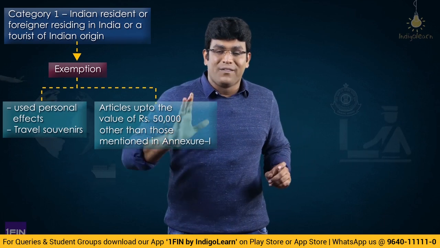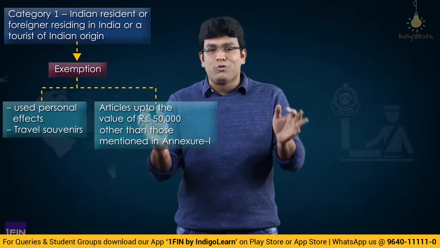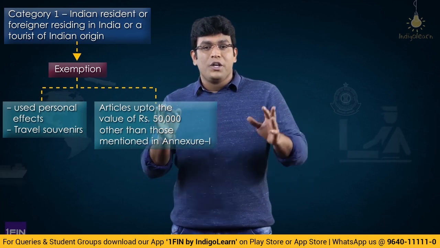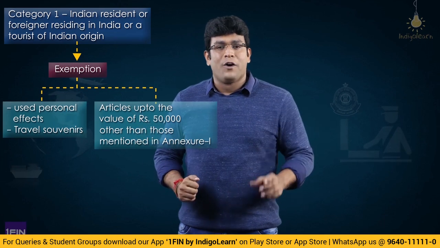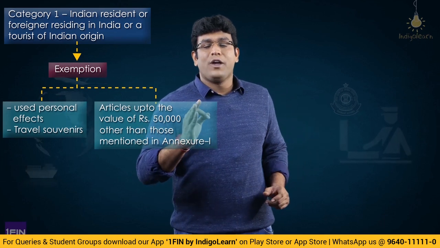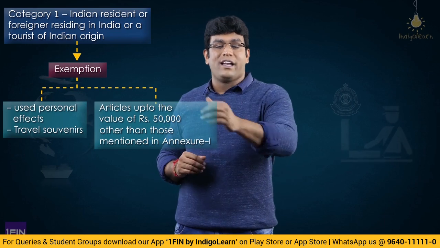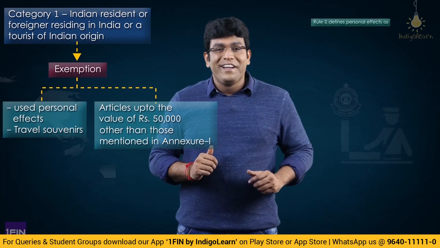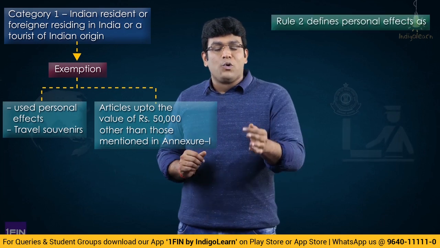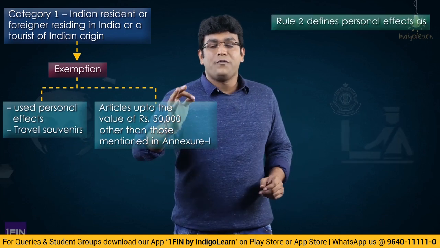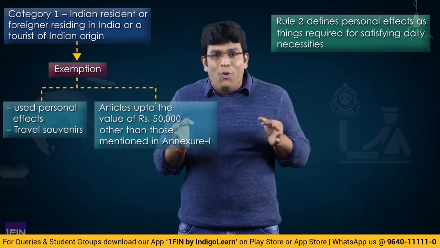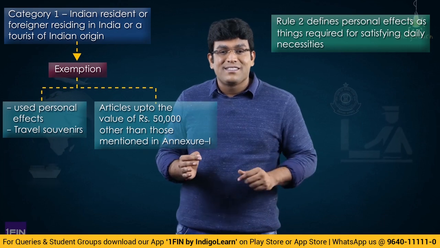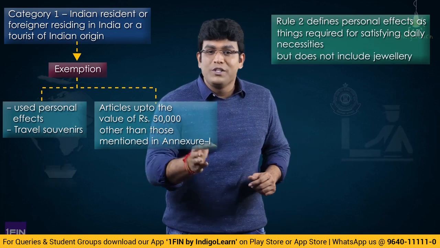Now, what are Annexure 1 items? We'll talk in detail. Don't worry. Clear, right? So, what is the exemption, my dear friends? Used personal effects. Now, the first question is, what is the meaning of the term used personal effects? Personal effects is defined in Rule 2. Rule 2 clearly says, personal effects means things required for satisfying daily necessities, but does not include jewelry.